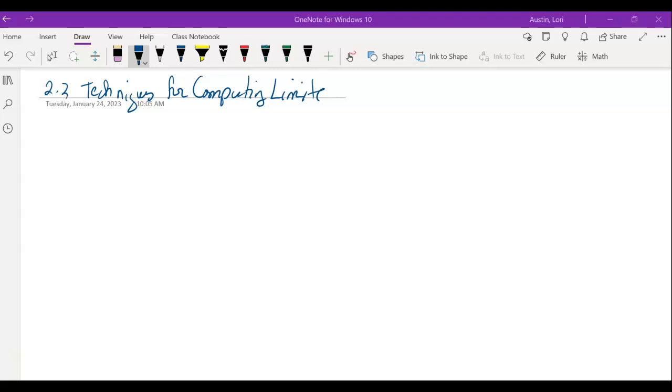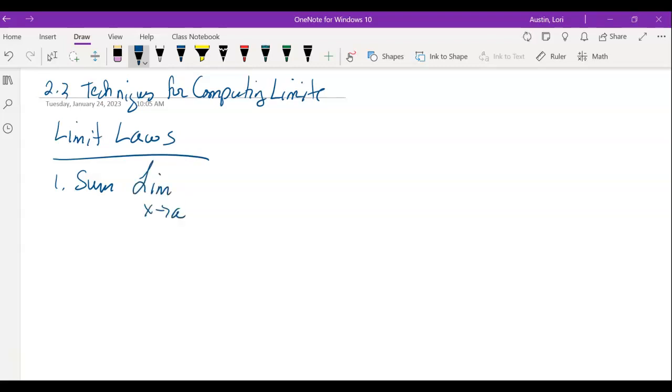So this is actually another theorem, and it's all of the limit laws. And the limit laws are pretty straightforward. The first one is a sum. So the limit as x approaches a of two functions added together is equal to just the limit of each of those functions separately. That's all that is.